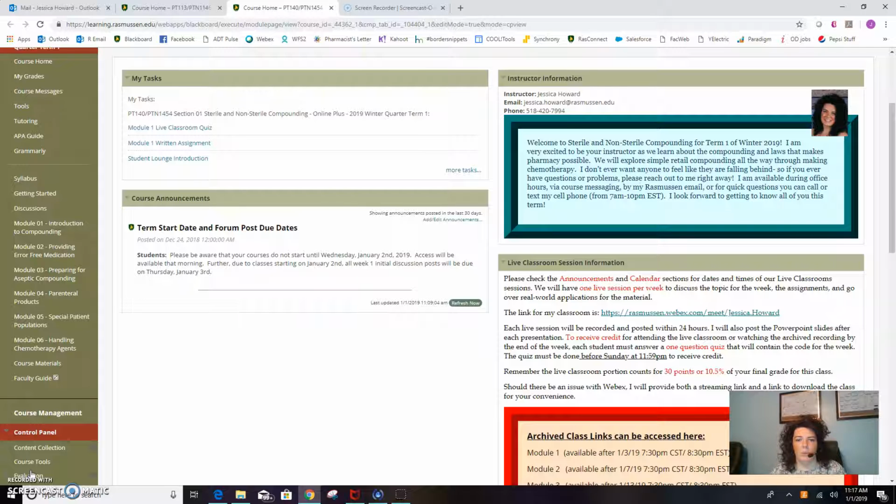We're also going to be learning a lot of new law things this term, because there are a lot of new changes coming in the next year that are going to set some precedent for compounding. That's going to take place in December 2019. There are going to be some big changes for pharmacy, and hopefully I can get you all prepared so that you're all in the know.